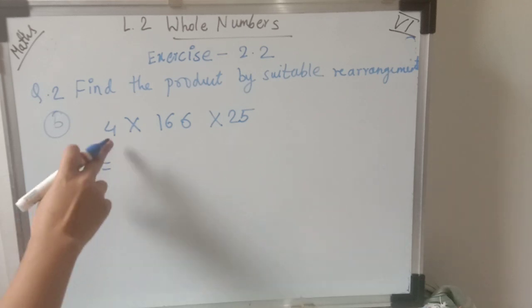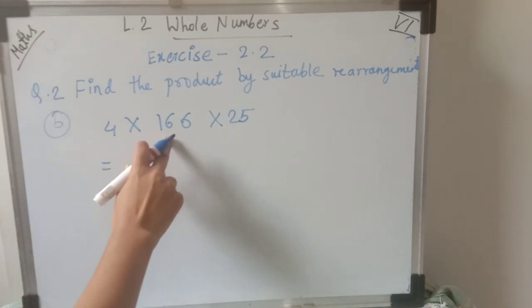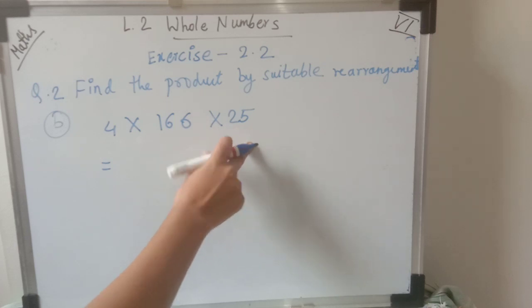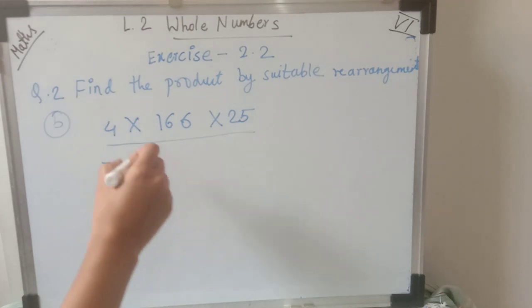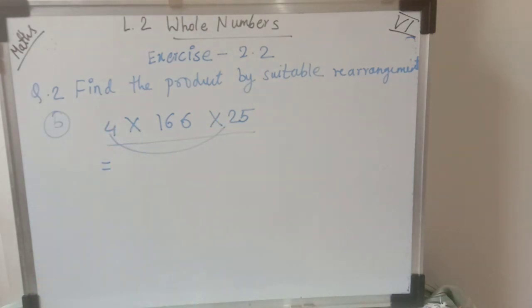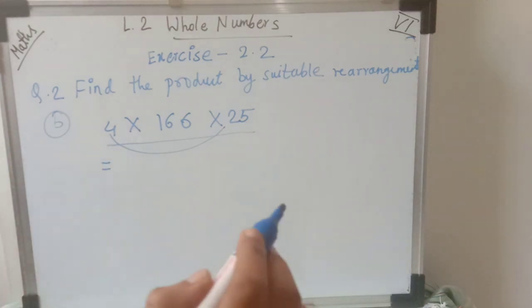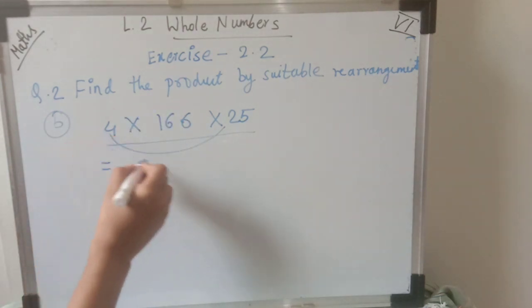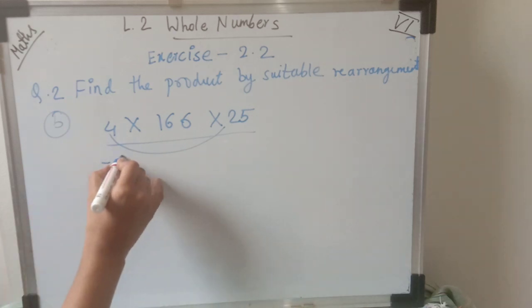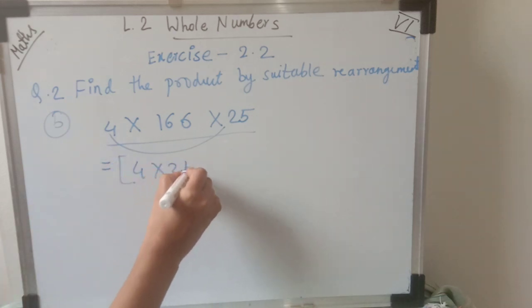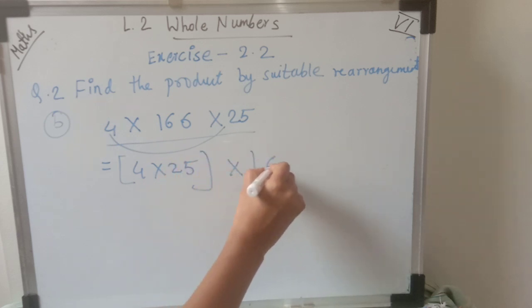Now question number B is 4 multiplied by 166 multiplied by 25. Again we have to rearrange them. So here what I will do is multiply 4 with 25. Why? Because in the 25 table, on the fourth place 100 is there, meaning 25 fours are 100. So if I multiply these two numbers, I will get 100, and I told you if we get 100, that will be easy for us to solve the example. So here in bracket 4 multiplied by 25, bracket complete, multiply 166.